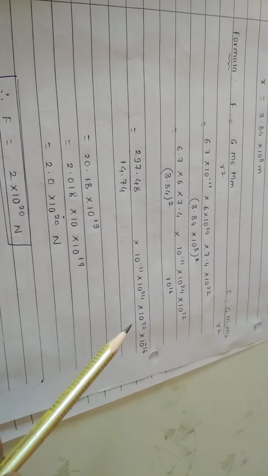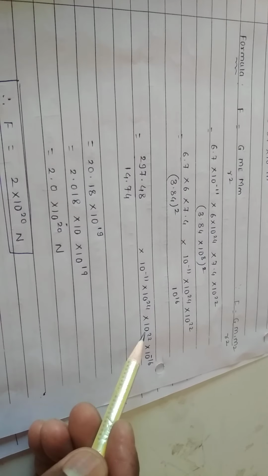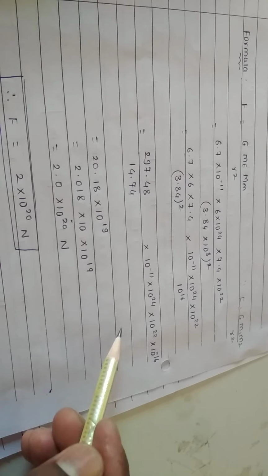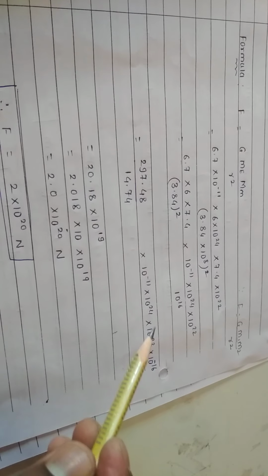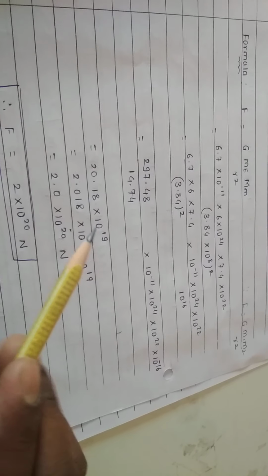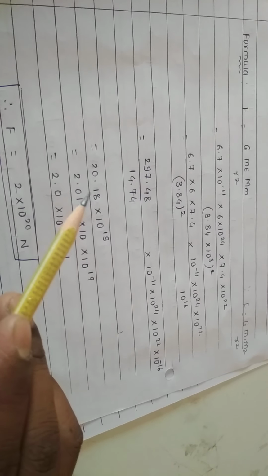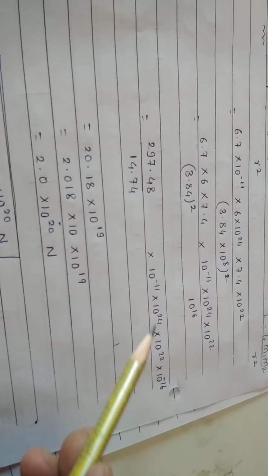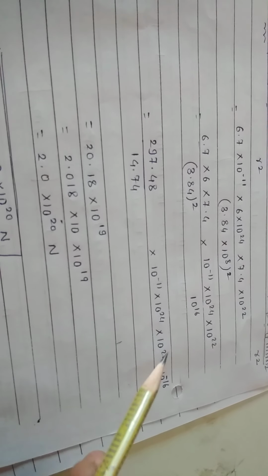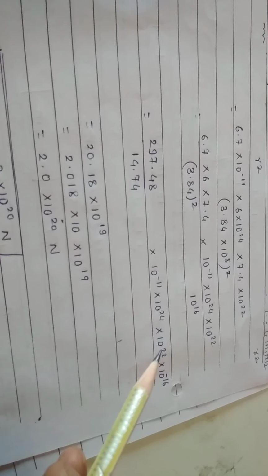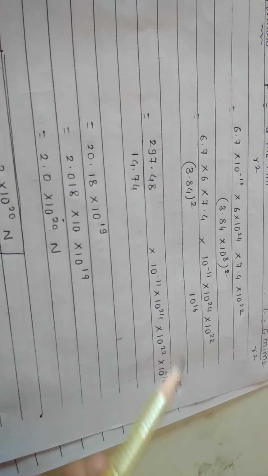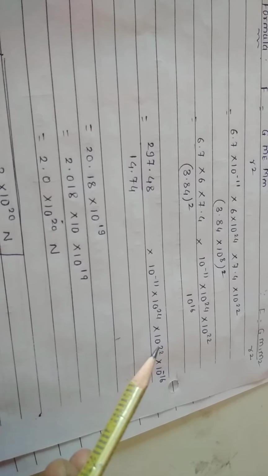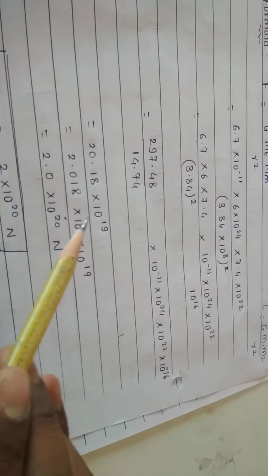So here, 24 plus 22 is 46. 46 minus 16 plus 11 is 41, 27. So if we divide this one, the answer is 20.18 into 10 raised to 19. Understood, students? This one, 10 raised to 11 into 10 raised to 24. First we add these two, 10 raised to 24 and 10 raised to 22, that is 10 raised to 46, and minus this 16, minus 11, 16 plus 10, 26 and 27. So the answer is 10 raised to 19.